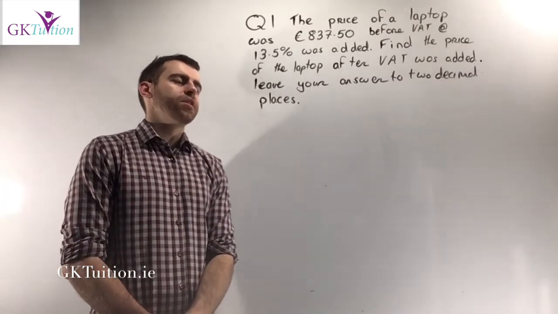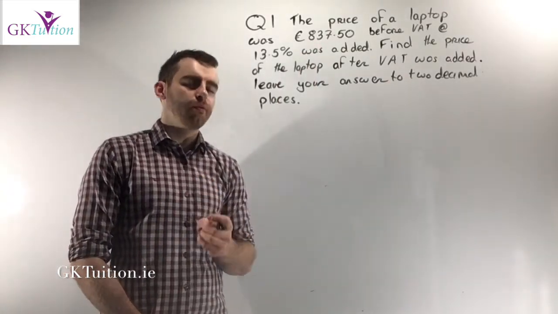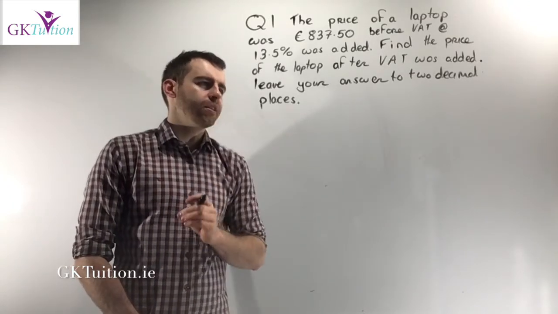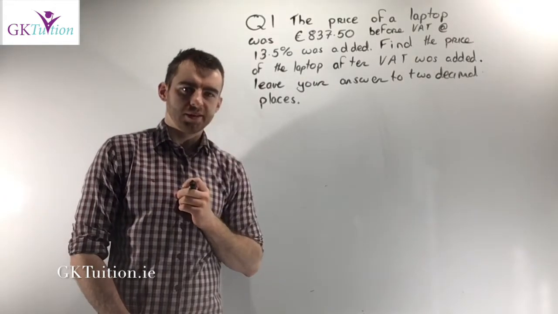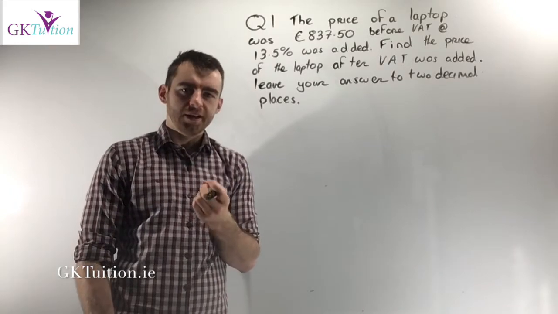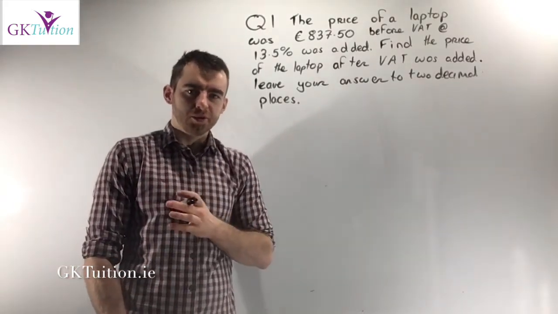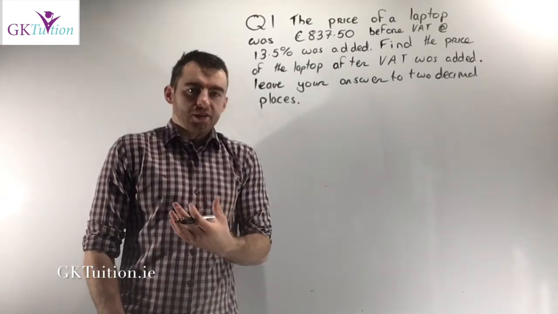In the first question, it says the price of a laptop was €837.50 before VAT at 13.5% was added. Find the price of the laptop after VAT was added and leave your answer to 2 decimal places. Now, we haven't come across VAT yet. VAT stands for value-added tax, and I'm sure any of you who do junior cert business will be aware of it. Basically, it's just tax on goods.